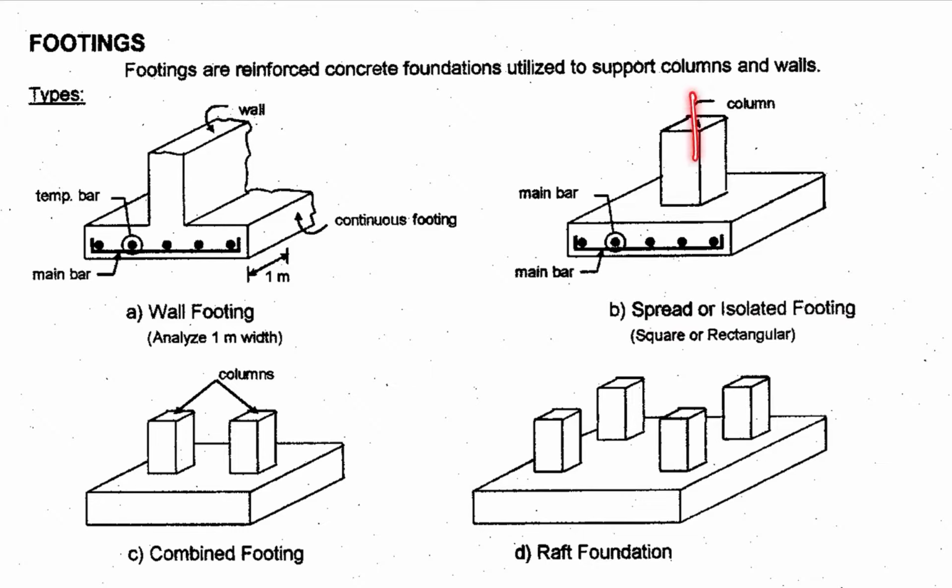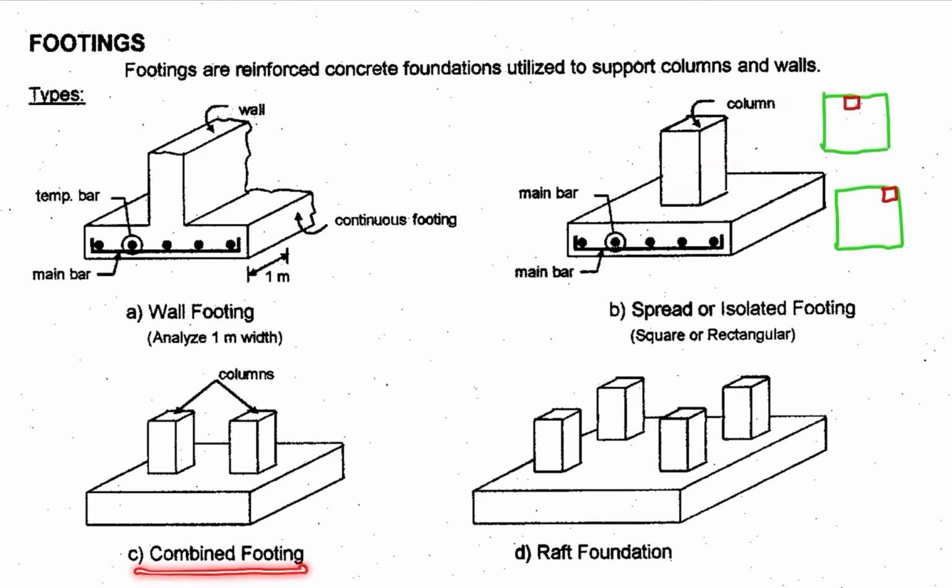So usually you have your column at the center, and then in some cases you have your column at the side or at the corner of the footing. So that is also called spread footing or isolated footing. Sometimes that is square, or you can have rectangular footing. Okay, but in your column you can have a square, rectangle, or circular columns.